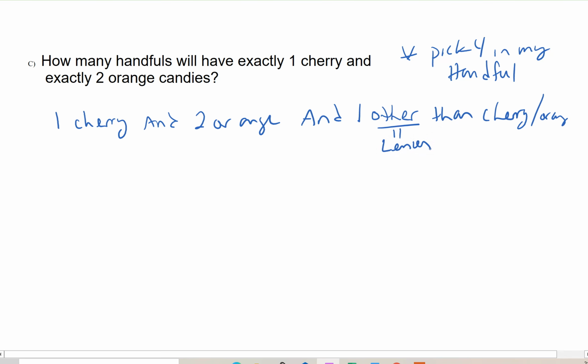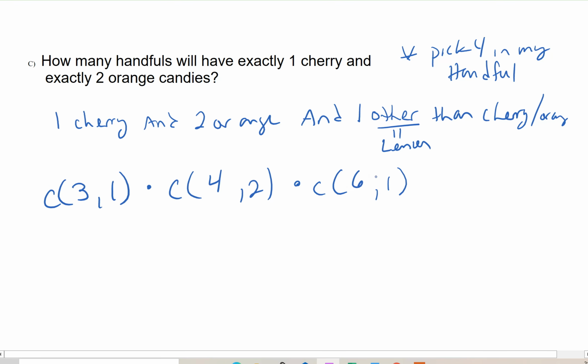I have 3 cherries, 4 oranges, and 6 lemons. So it's a combination. I'm picking 1 of the cherry candies, and I had 3 to choose from, so 3 choose 1. And we multiply by 2 of the orange. Remember there are 4 orange, so out of the orange I'm going to pick 2 of them, so 4 choose 2. And I need to finish my handful, because I've only got 3 candies right now, with 1 of the other flavors. Well, the only other flavor left over is lemon, so I have to pick 1 of the 6 lemons.